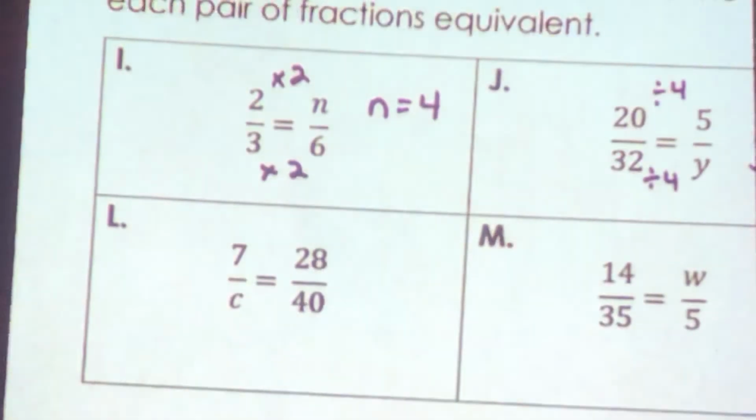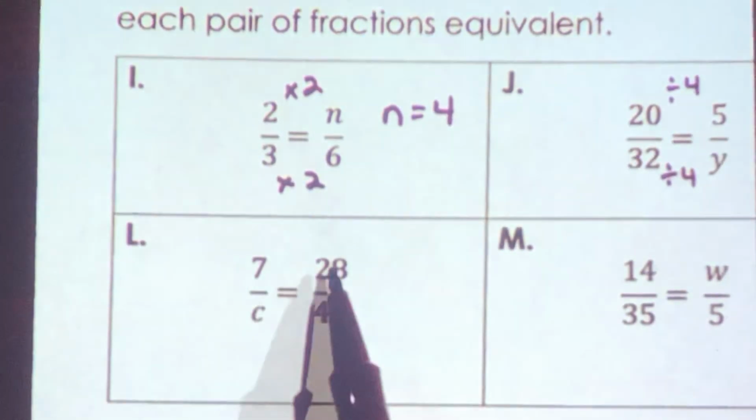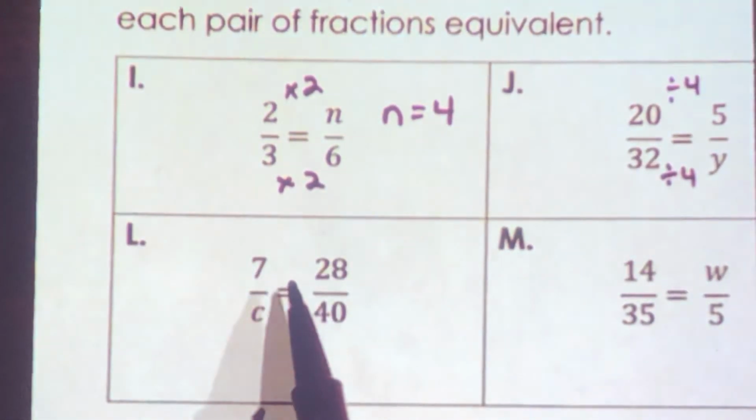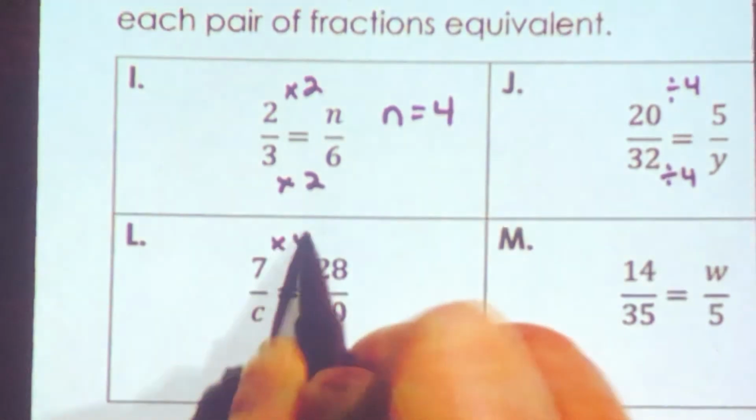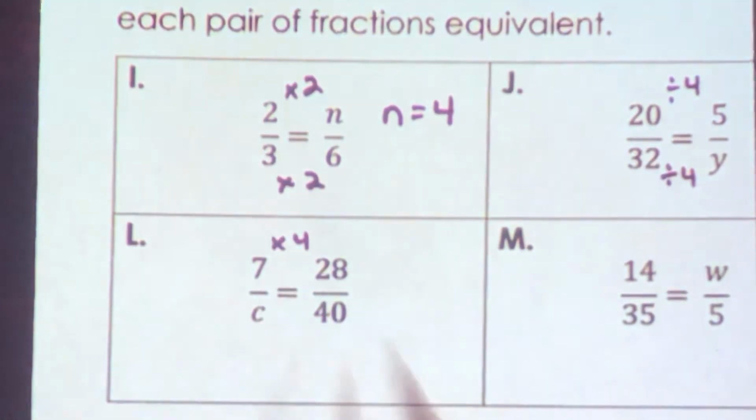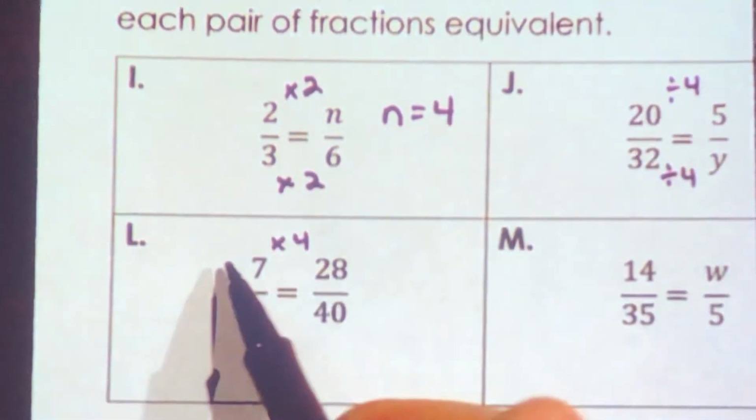All right, we're on L. And I see a 7, I see 28. So my numerators are both given. There's not a variable in the place. I'm going to ask myself, okay, what do I do with this 7 to get 28? I can do 7 times 4 to get 28. I could also do 28 divided by 4 to get 7.